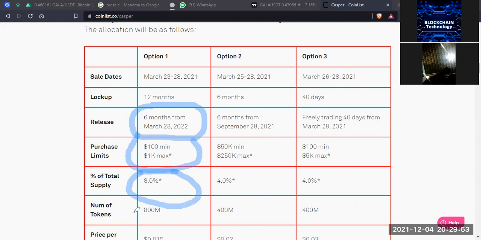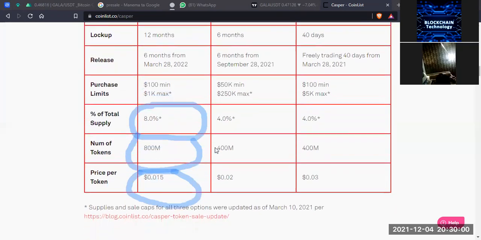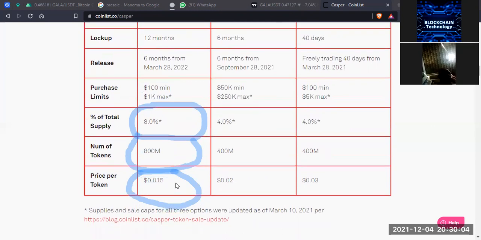Then we have a number of tokens, 800 million tokens. That is the number of tokens that they're going to offer you. We also have the price per token, 0.015, which is very, very cheap. If you see any pre-sale offering you this price, it's 0.015. It's very cheap and affordable, and would be very profitable if this Casper gets to $1. So if you use your calculator, let me bring up my calculator so I can explain what I'm saying.